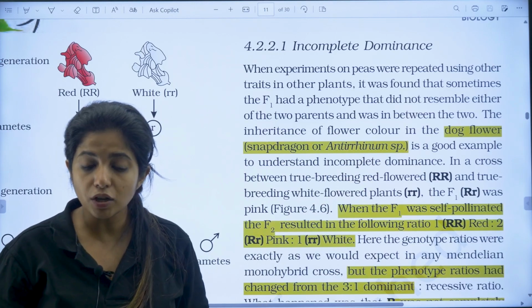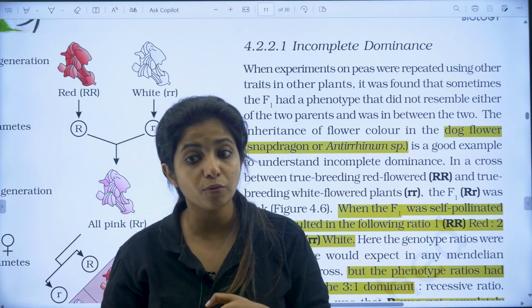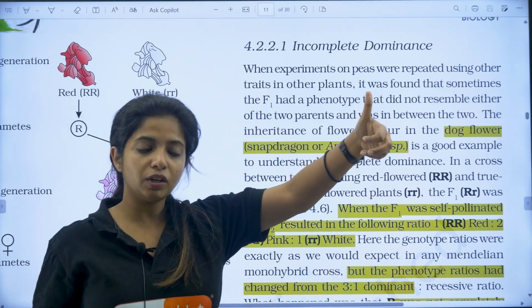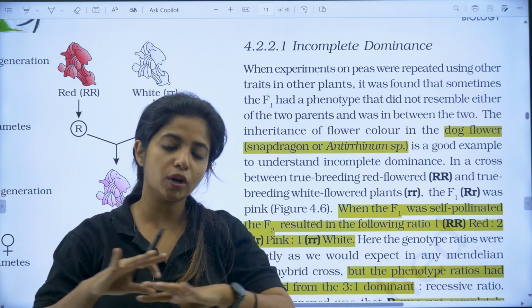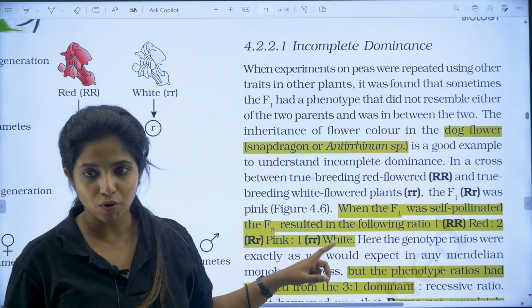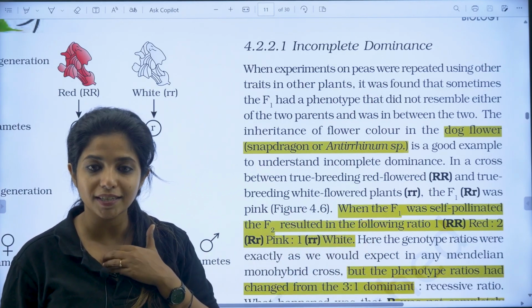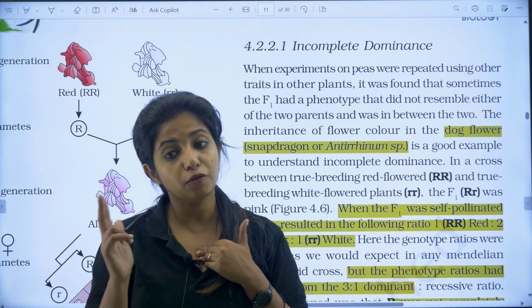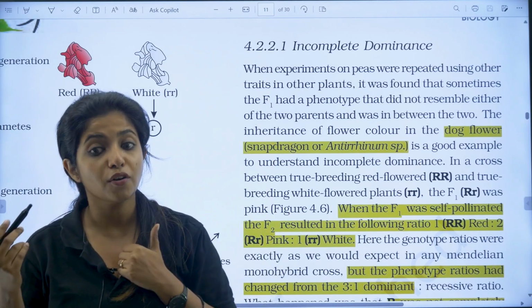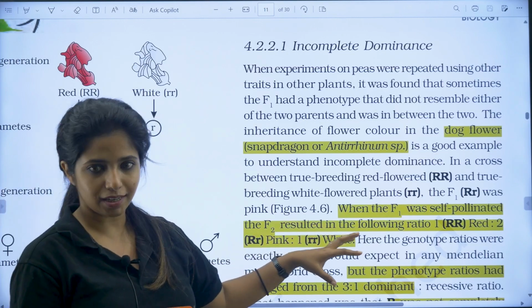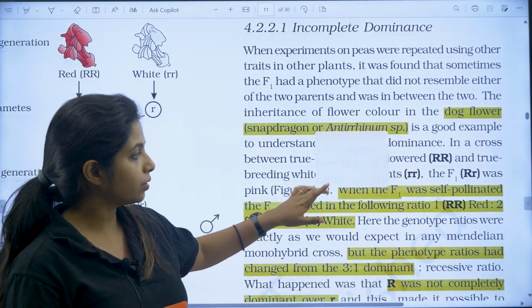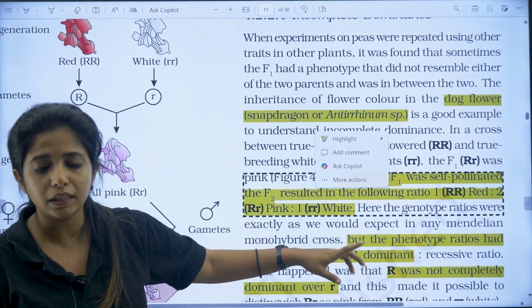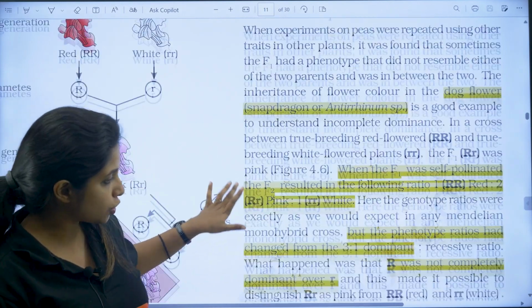Now they will ask you what was found in F1 generation. In the earlier case, when tall and dwarf were fused, all of them were tall. But over here, it was not the case. One of them was red, two of them were pink, and one of them was white. So this was not seen initially. That is because the capital R is not completely dominant over the small r. So you should be knowing about that.